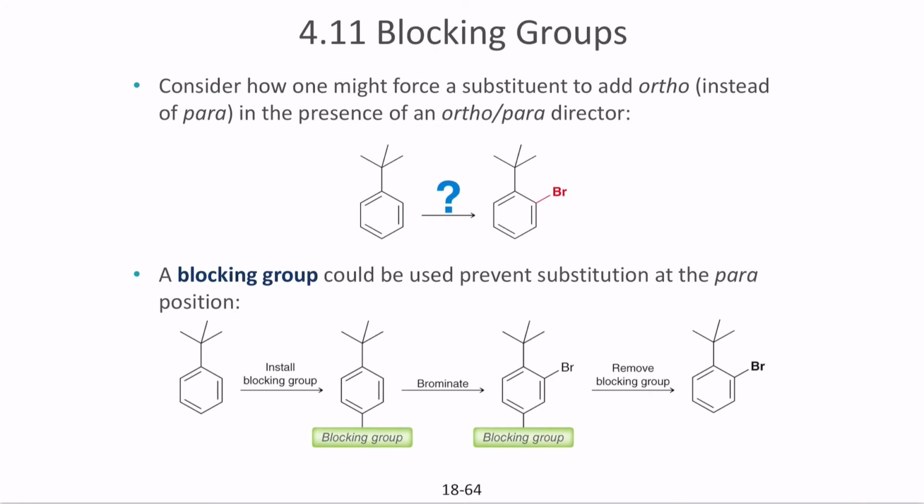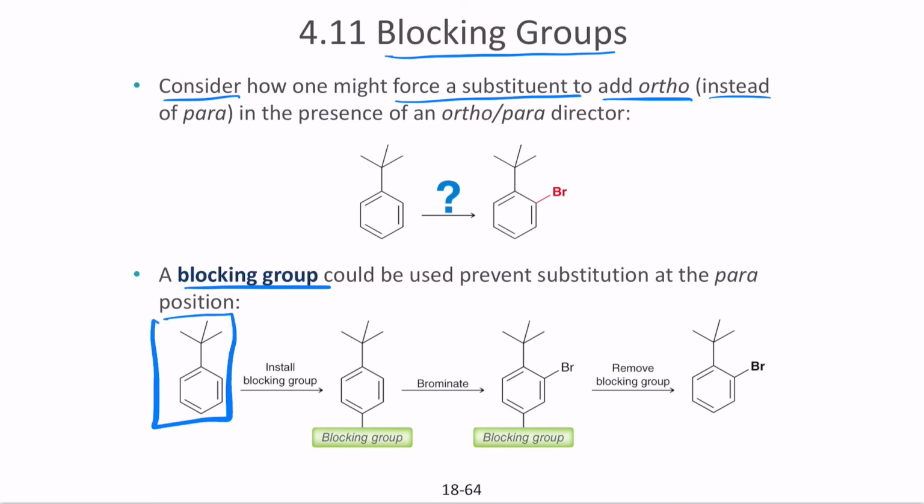Let's go on to the next one, blocking groups. For example, how do you force a substituent to add to a particular position, ortho instead of para? Say you wanted an exact compound where the group you are substituting should always be pointed towards ortho and not para. How would you do that? The only way is by using a blocking group. First you take the structure and install the blocking group. Once installed, the substituent does not go to para because it's blocked there, so it ends up at ortho. And finally you remove the blocking group.